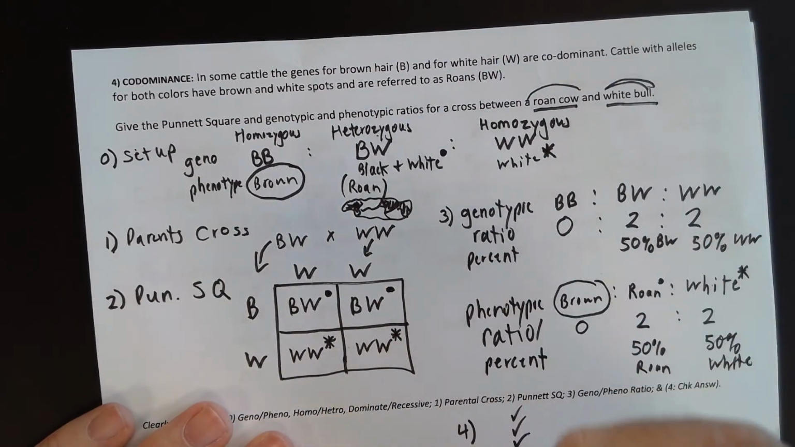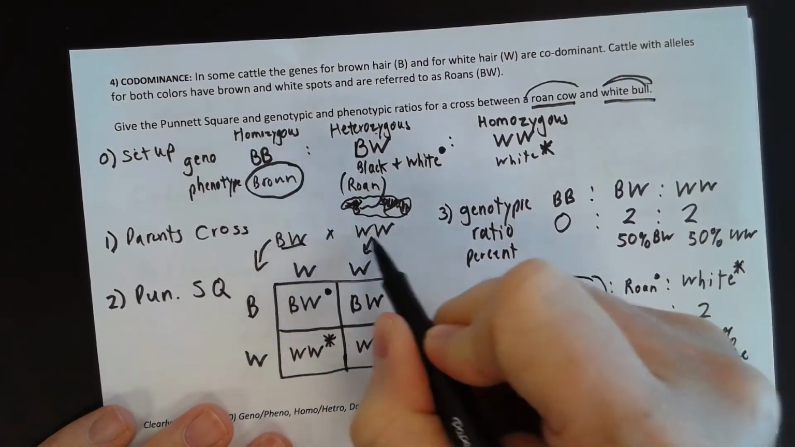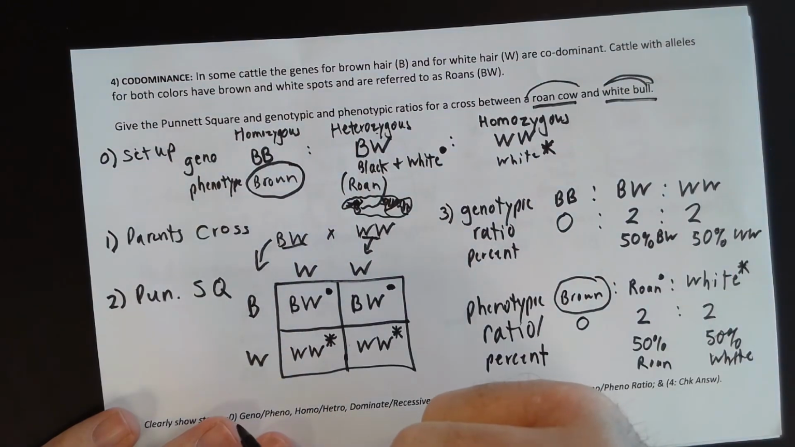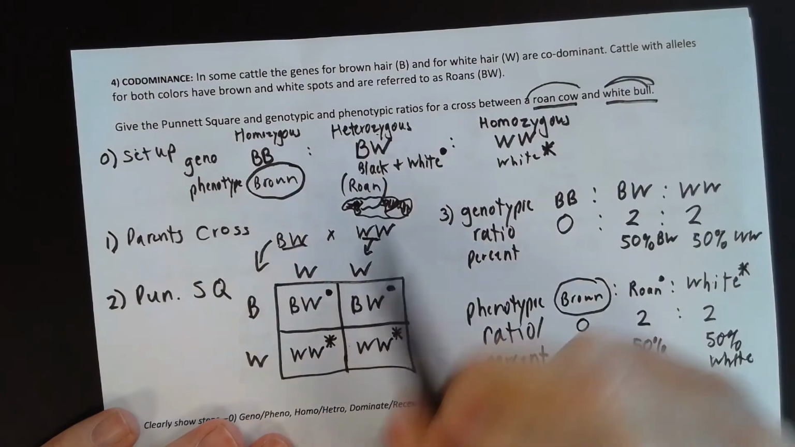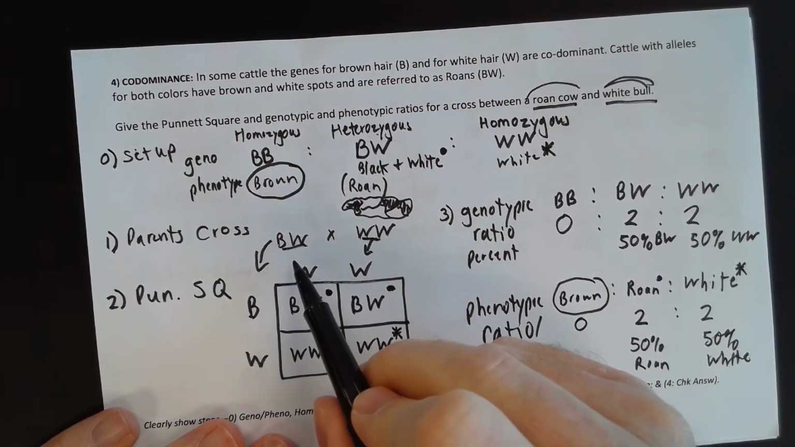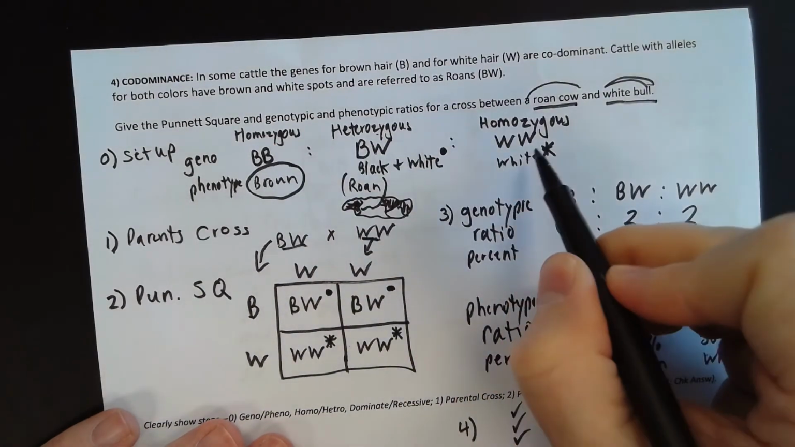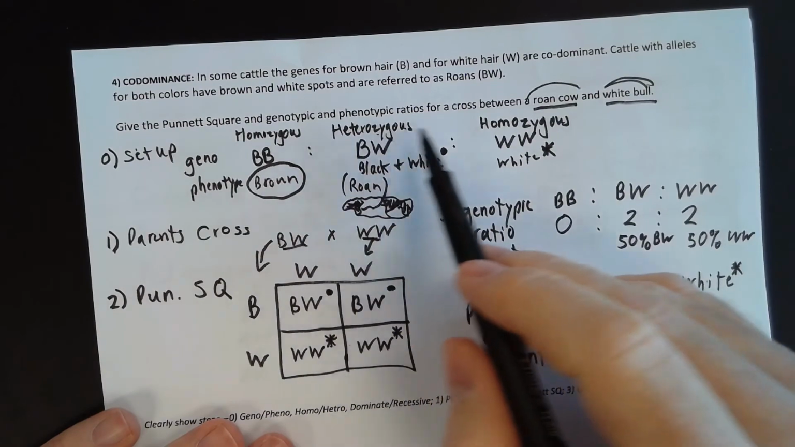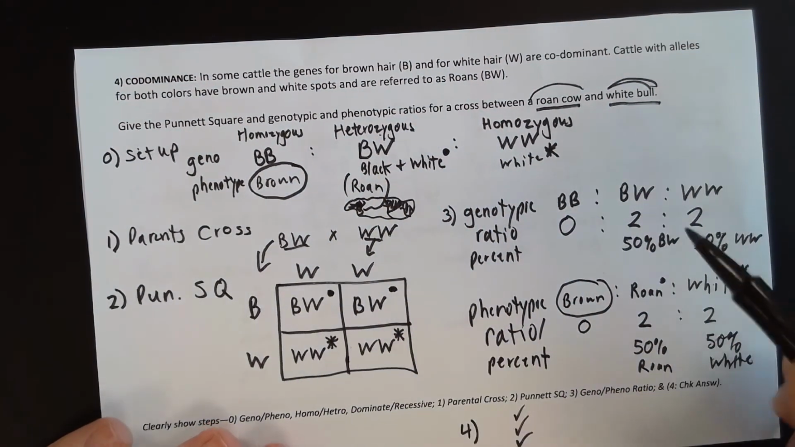And the last step, and the most important, did we get the parents correctly? The way you do this is you first describe the parents in your own words. Don't look at the question. BW would be a roan. We know that from our key. We are crossing a roan, black and white, with a white, right? WW. And is that what the question asks? Let's take a look. They want a roan and a white bull. That's exactly what we had, so we know we are correct.